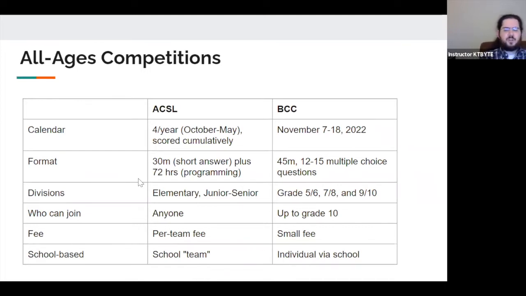ACSL does have 4 divisions that you essentially can choose what division you participate in, but mostly it'll be determined by your experience level and your grade level. So they have elementary division, which works a little bit differently than the others without the programming component, and then junior through senior division have both components to the contest and is sort of a progression.